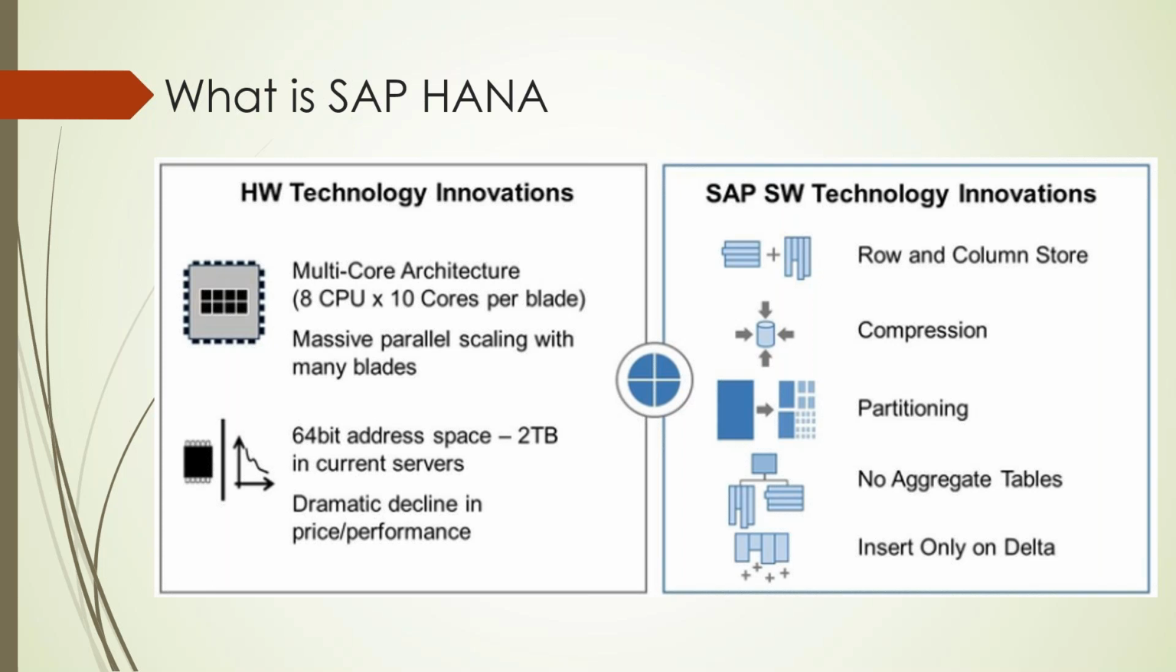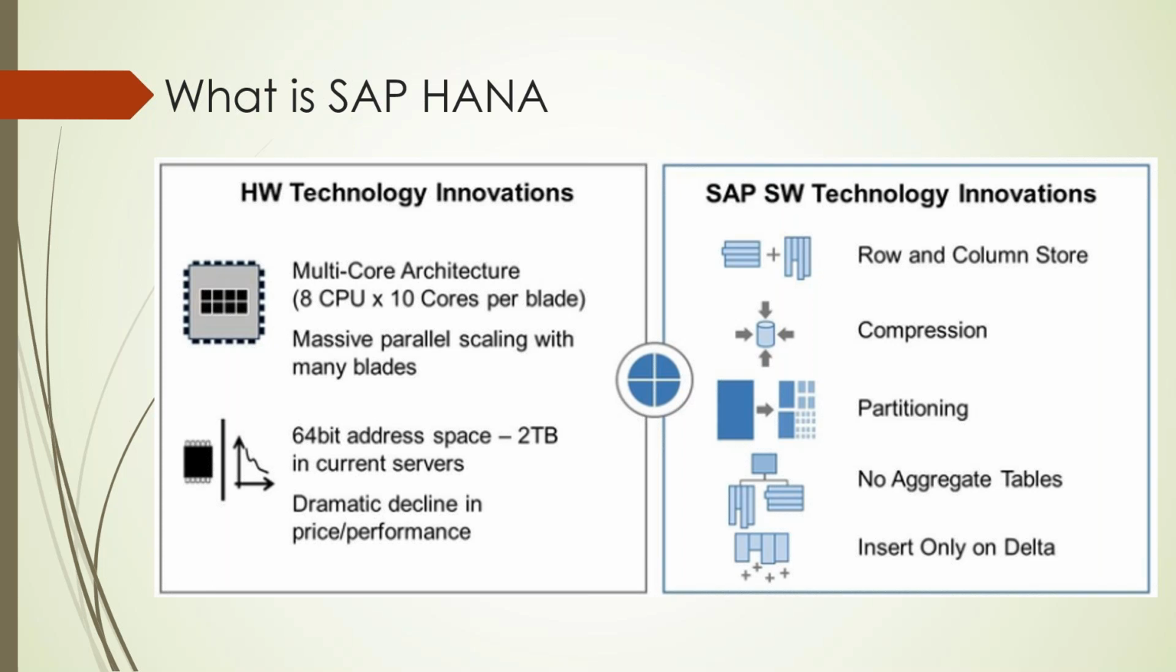Whenever people ask in an interview what the main feature of the HANA database is, you can explain that it supports row store and column store tables. It provides compression and supports partitioning. In HANA database there is no aggregate table, and it provides the insert only on delta mechanism for the column store tables.